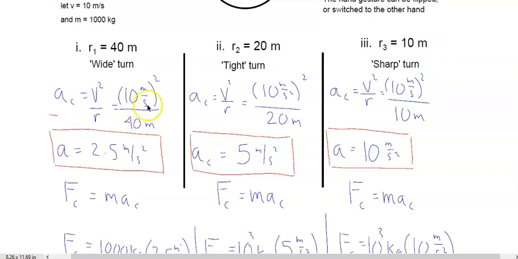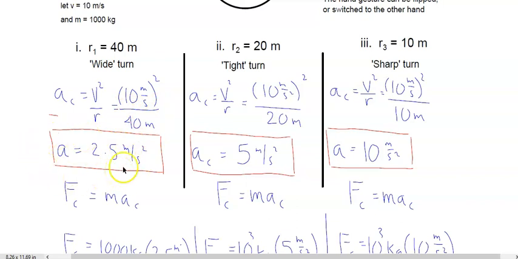So this is a constant speed changing radius problem. I've taken 40 meters as the starting radius, and then I will cut that in half down to 20, then I will cut the 20 down in half to 10. So we will look at a wide turn, a tight turn, and a sharp turn, and we will see what happens to the centripetal acceleration. 10 meters per second squared over 40 meters gives you 2.5 meters per second squared acceleration pointing towards the center.